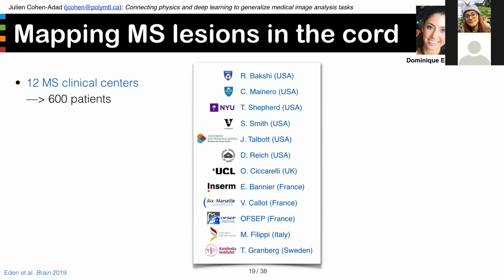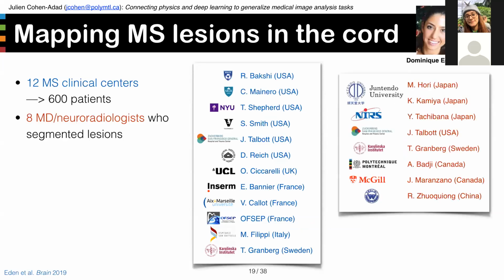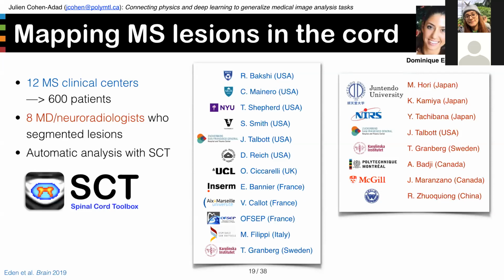So we teamed up with 12 of the biggest MS clinics in the world that shared data from 600 MS patients. Also 8 experienced neuroradiologists who provided the ground truth segmentations. Image processing was performed using Spinal Toolbox, which is a Python package developed in the lab.